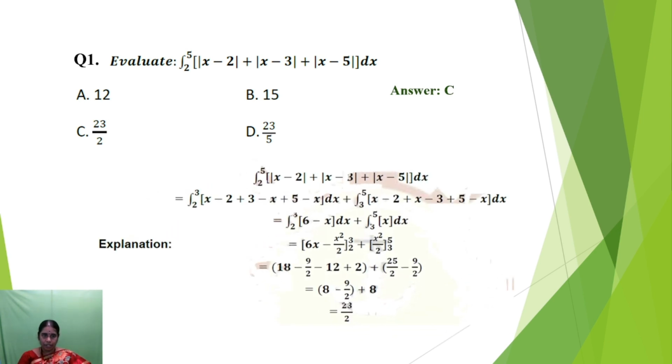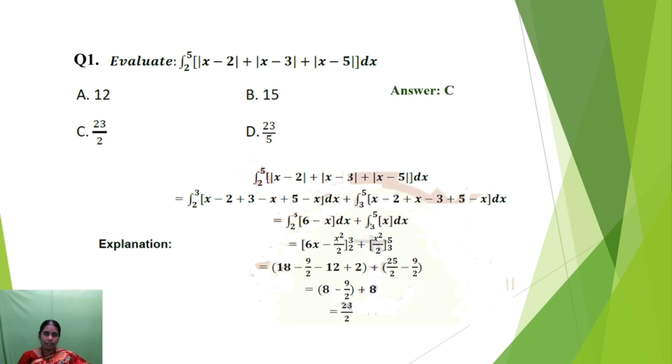See the explanation. They have given the range 2 to 5. So we have to split the range 2 to 5 at 2, 3 or 5, because they have given the terms in 2, 3, 5. Splitting at 2 is impossible, so we divide it into 2 to 3 and 3 to 5. Let us split the integral into 2 to 3 plus 3 to 5.